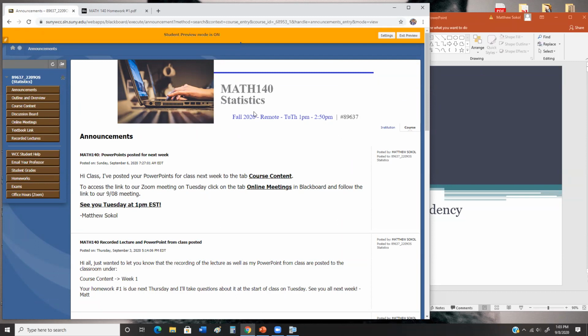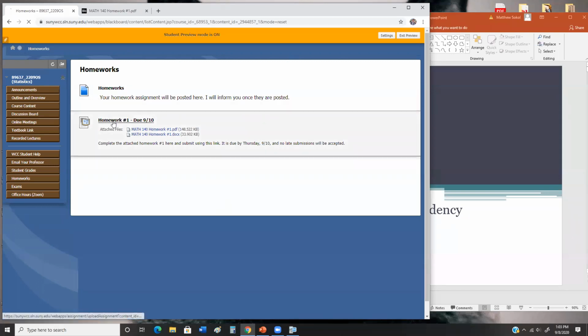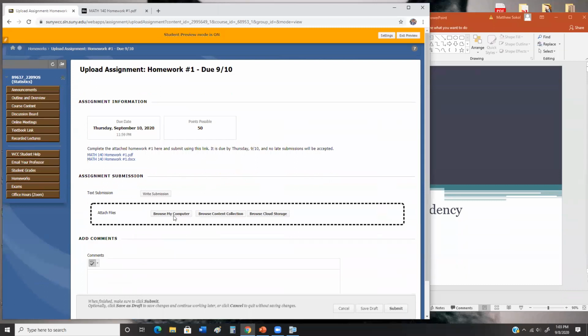But just a quick reminder about your homework. In your classroom, if you click on the homework tab here, your first homework is due next Thursday. I accept homeworks until Thursday at 11:59 p.m. Eastern time, so just make sure you have it in by then. All you're going to do is click on the link, browse, attach your homework file, and hit submit. That's all you're going to do.